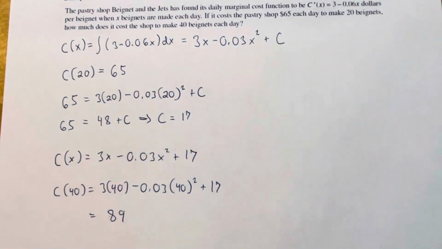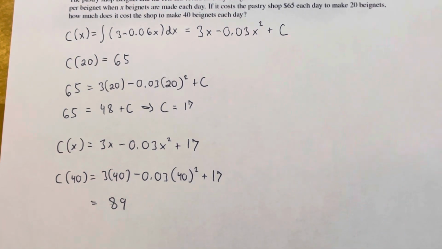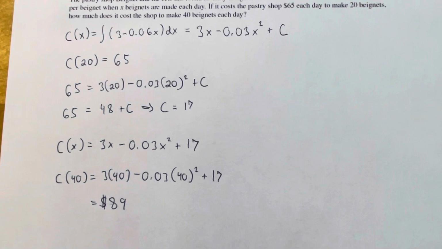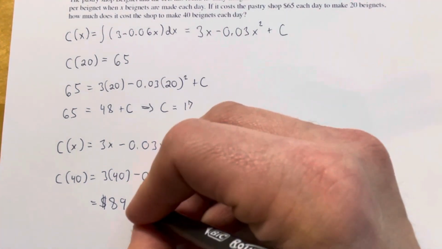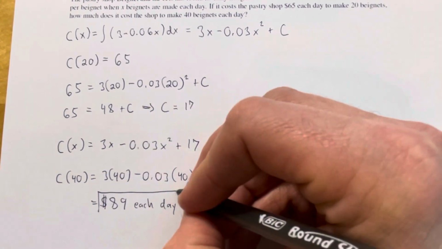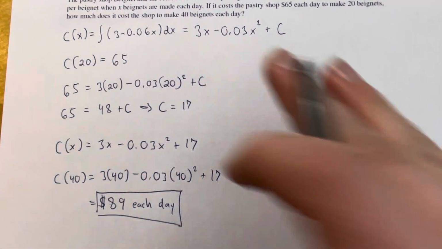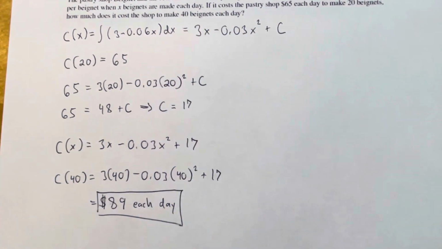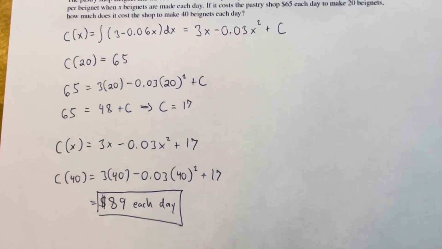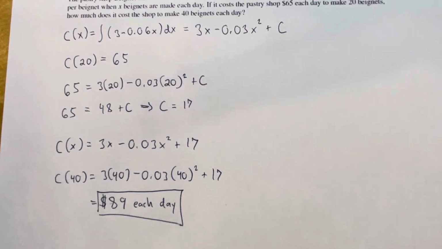Now, this is an applications problem. You should include some units. So it's $89 each day. And specifically, $89 to produce 40 beignets each day. You don't need to write that part, but this should include units, and this is what those would look like. Okay, that's going to be it for 4.1.